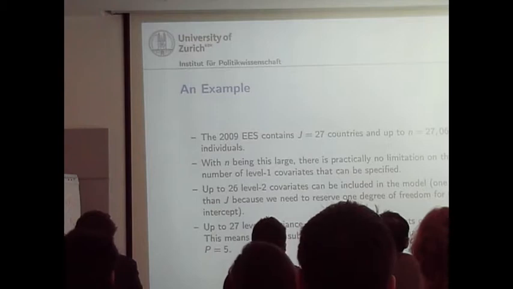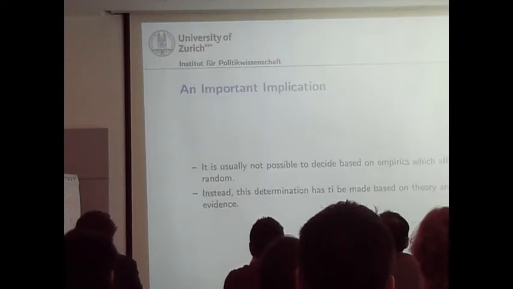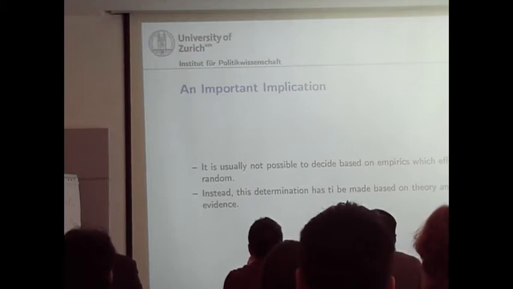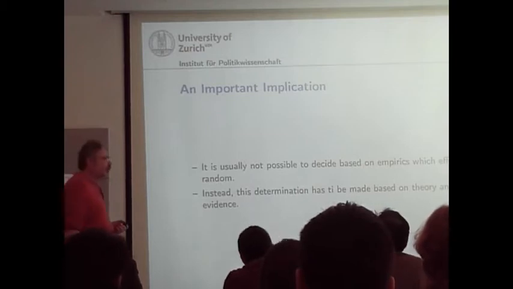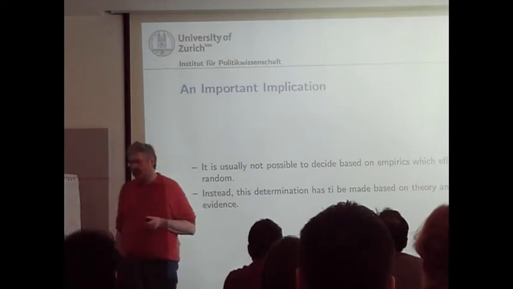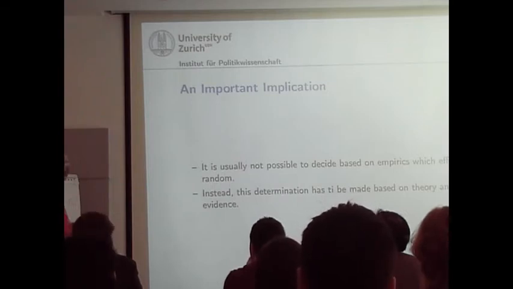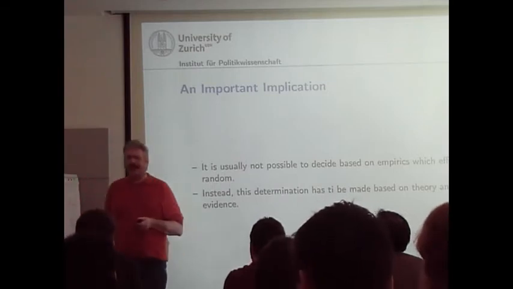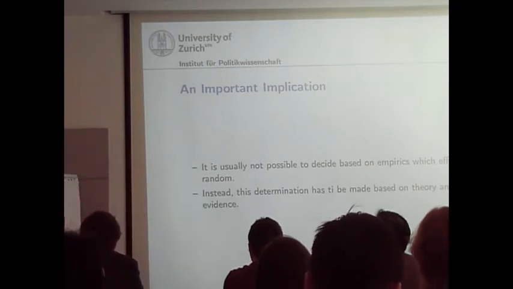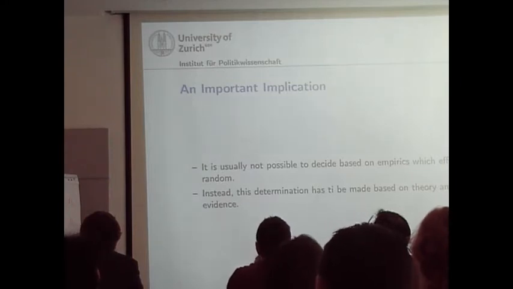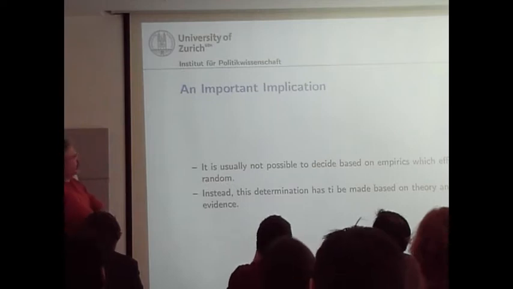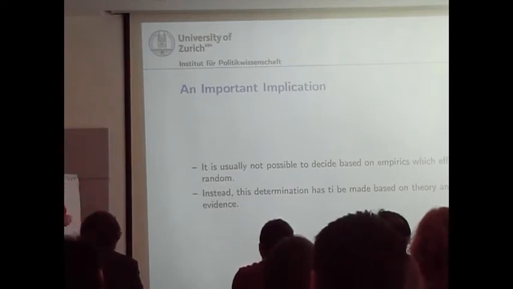This is a huge implication. And the implication is that it is usually not possible to take an empiricist approach to figuring out what is random and what is not. You cannot say, well, here is a level 1 model with 10 predictors, and I don't know which of these have random effects and which of them don't. I'm just going to specify everything as random and then just let the data tell me which of them really are and which of them are not, because we run out of degrees of freedom very quickly.